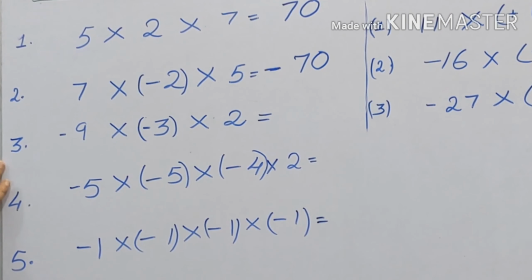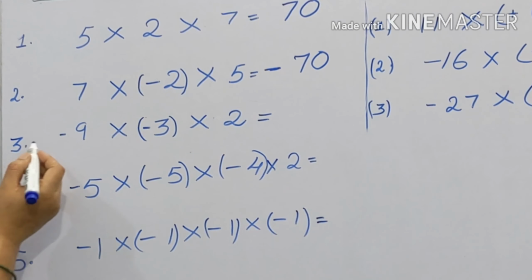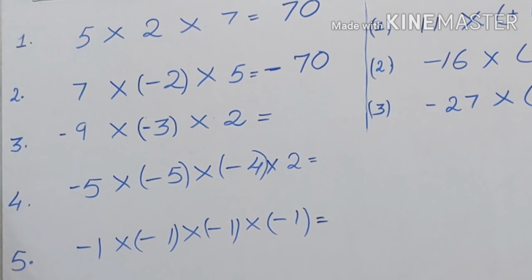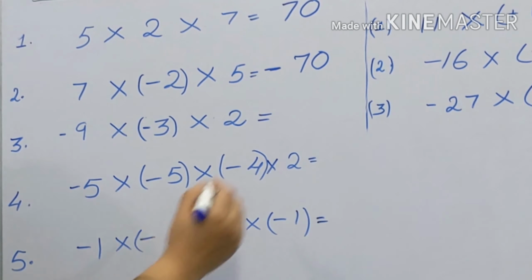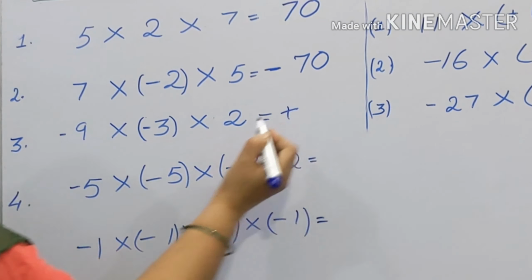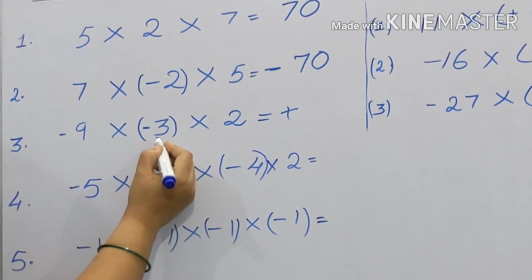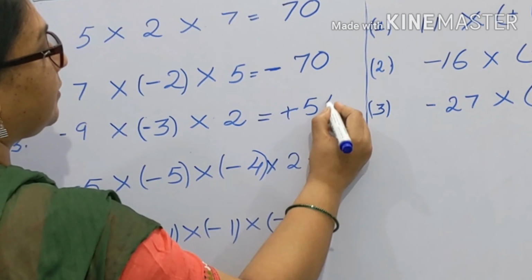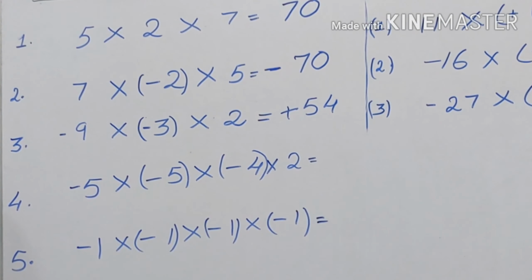Example 3. If you see here, the number of negative integers is 2. When the negative integers are even in number, the product is always positive. And do simple multiplication and write here. 9 times 3 is 27, 27 times 2 is 54. Hence the product is plus 54.